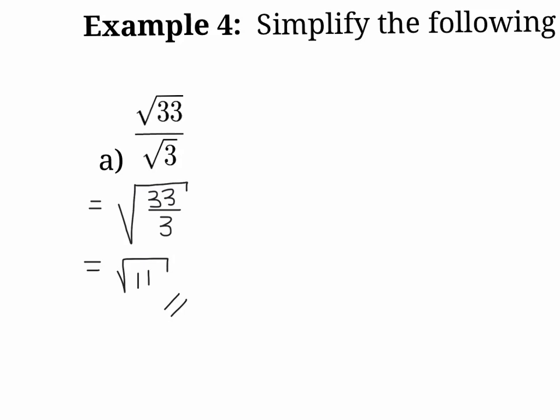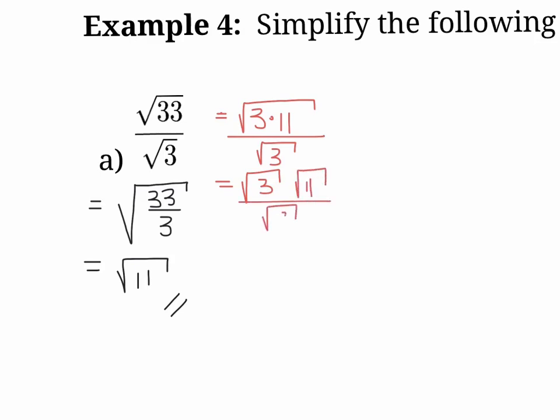Another way you could have done this is if you had noticed that you could write root 33 as the root of 3 times 11. None of those are perfect squares, but the reason why you might want to break that up into the root of 3 over the root of 11 is because there's a root 3 right underneath. So if I were to change this into the root of 3 times the root of 11, all over the root of 3, root 3 divided by root 3, that will cancel out, and we're just left with the root of 11.